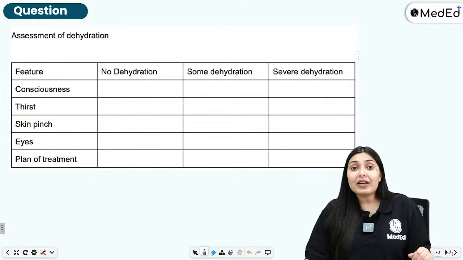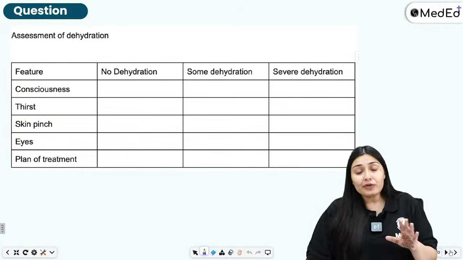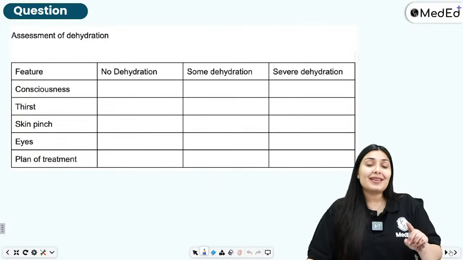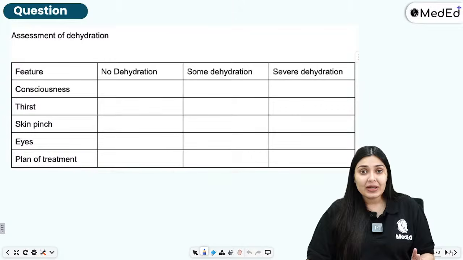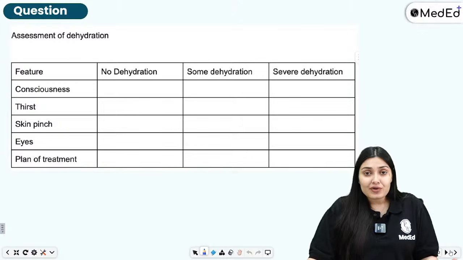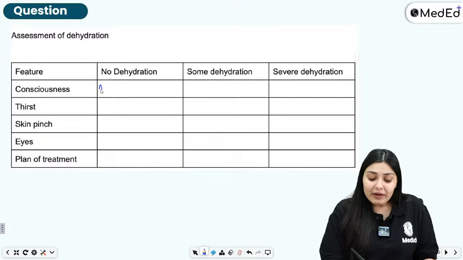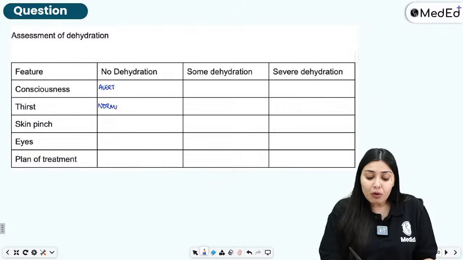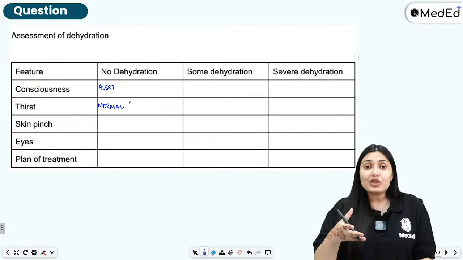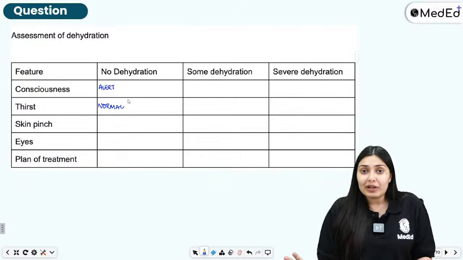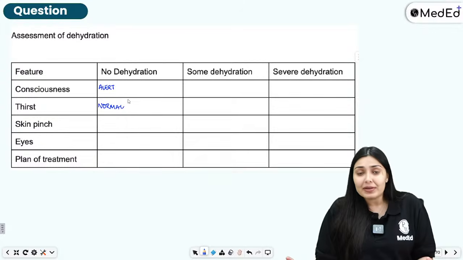So next time a child comes to you with vomiting and diarrhea, the first thing that you are going to do is assess the status of dehydration. If there is no dehydration, that means there is no dehydration in the body of the child. This child would be looking very alert to you. The thirst here would be normal. That means if you offer water to this child, he will calmly drink water like a gentleman. There is no dehydration, normal thirst is there.